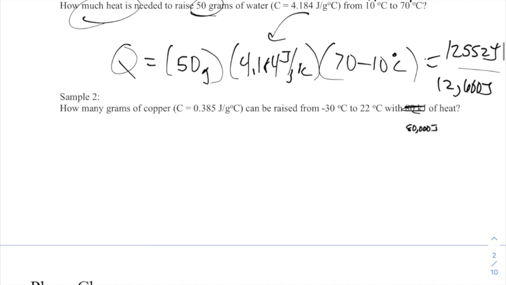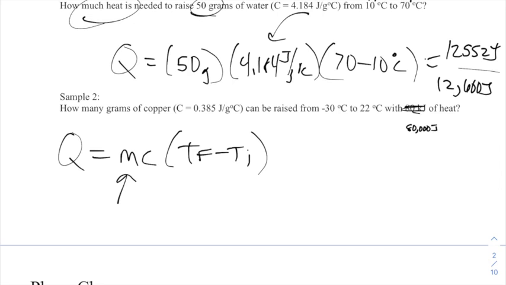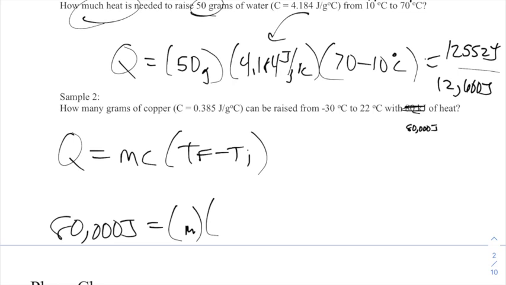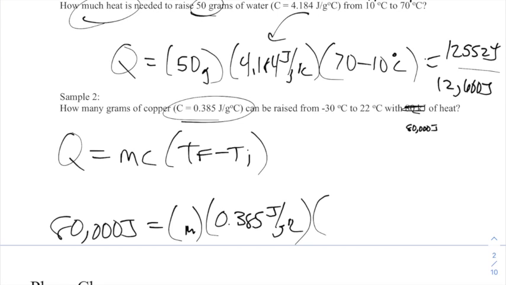So in this particular problem, with Q equal to m c (TF minus TI), the m is what I am looking for. So the 80,000 is my Q. My m is my x. I don't know what that is. Copper has a specific heat capacity of 0.385 joules per gram degree Celsius. And I want to raise it from negative 30, that's my TI, to 22, that's my TF. So this is 22 minus negative 30 degrees Celsius.